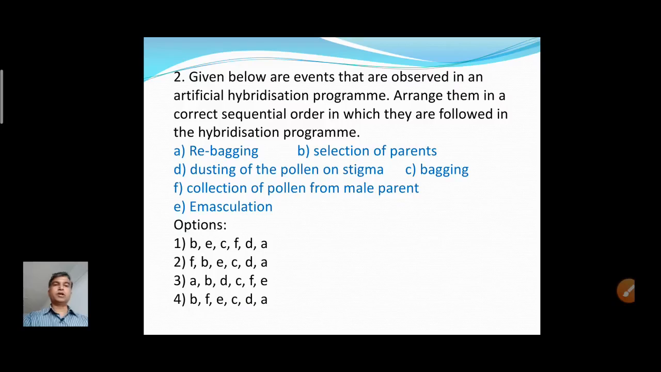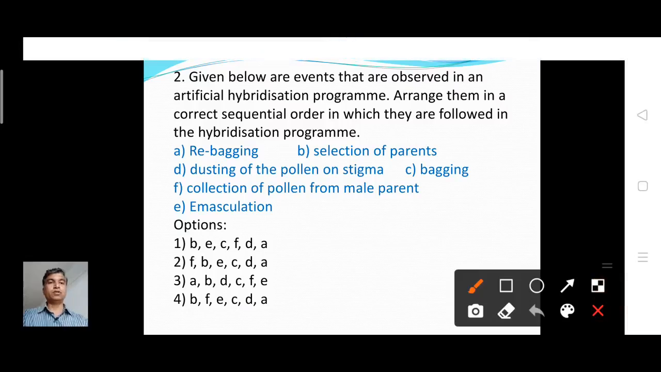Second question, a little bit long. Given below are the events that are observed in the artificial hybridization program. Arrange them in the correct sequential order in which they are followed in the hybridization program. Artificial hybridization topic.